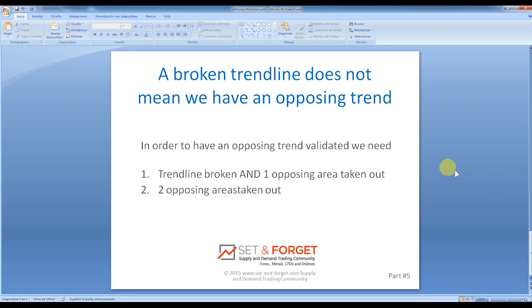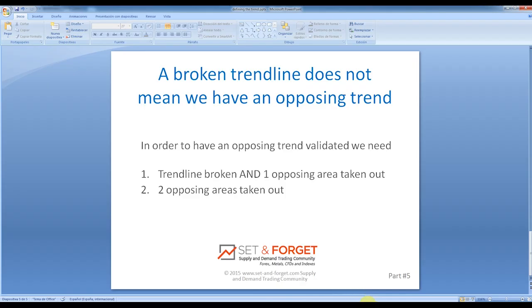A broken trend line does not mean that we have an opposing trend. This has been covered in previous videos, but I wanted to make it separate so when you look for doubts about this kind of definition, you will be able to locate the video right by its name. So in order to have an opposing trend validated, we need at least the trend line broken and one opposing area taken out, or two opposing areas taken out.